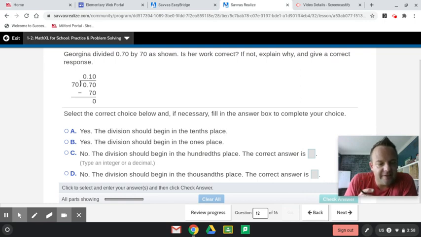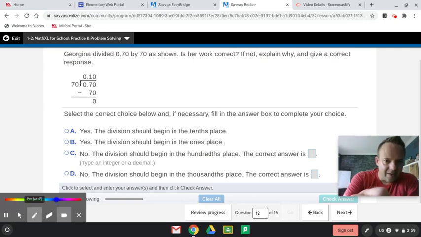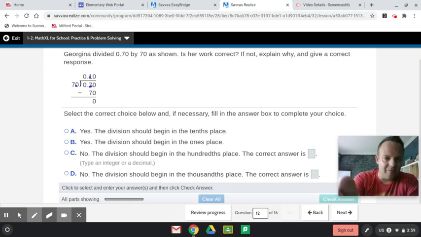Georgina divided 70 hundredths by 70 as shown. Is our work correct? If not, explain why and give a correct response. All right, let's see, guys. So the dividend and the divisor, that looks good. Wait, so the decimal rose up, and then you go 70 goes into 70 goes into 7 one time. No. Oh boy. All right.